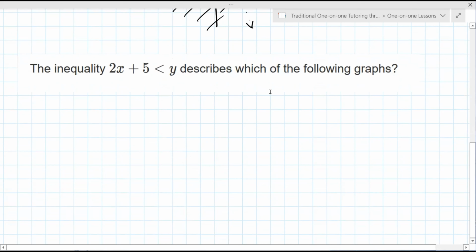It says the inequality 2x plus 5 is less than y. Okay. And there's a couple things going on here. One is that we really want y on the left. Sometimes they call this the mouth of the inequality. The mouth has to be pointing towards the y in this case, because it's opening up there, and then you move this to the other side, but you have to get that inequality in the right place.